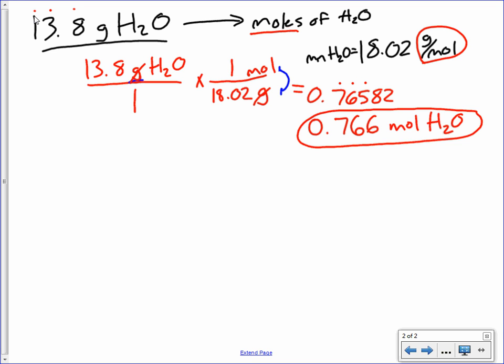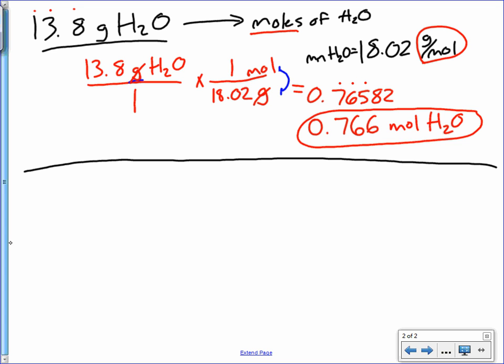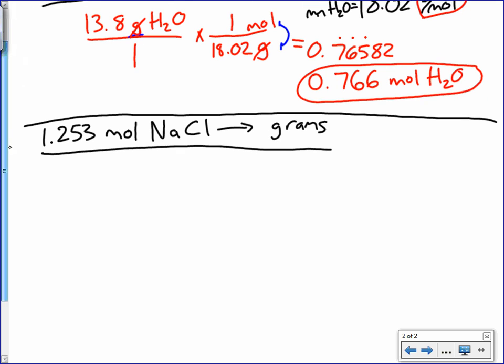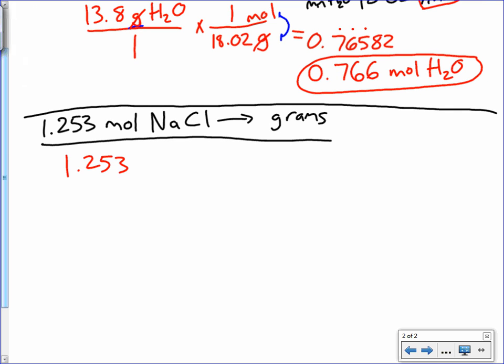So let's do one more. Tell you what. So that's how you do grams to moles. The other thing that you can have is moles to grams. So let's say in a problem you were told that you have 1.253 moles of, let's just say, sodium chloride, and you need to find out the mass, how many grams of sodium chloride. Okay, so this is what you're given. So just like we did before, first step, we write down what we got, 1.253 moles of NaCl. All right, put it over 1, set up our dimensional analysis.